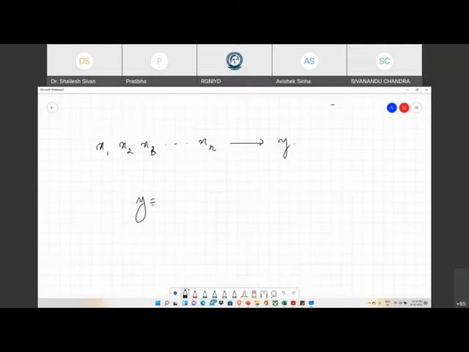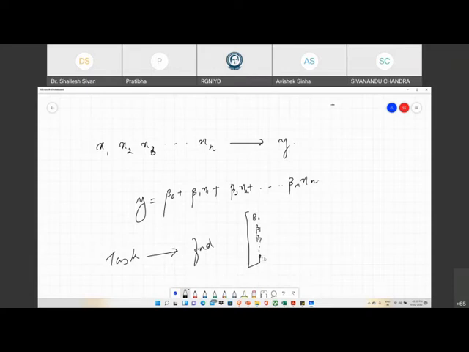So the actual thing happening behind the regression is we have to find a hyperplane that maps the variables x1, x2, etc. up to xn to y. That hyperplane can be represented by beta 0 plus beta 1 x1 plus beta 2 x2 plus etc. up to beta n xn. So the ultimate task of regression is to find the vector beta 0, beta 1, beta 2, etc. up to beta n, which is represented as beta cap, provided you have x1, x2, etc. up to xn.